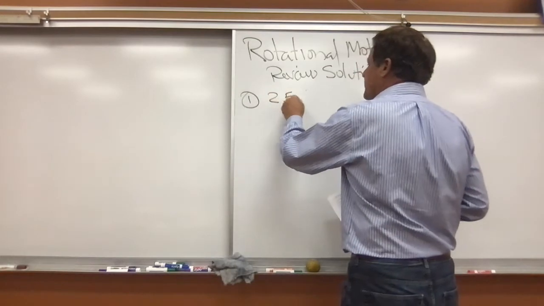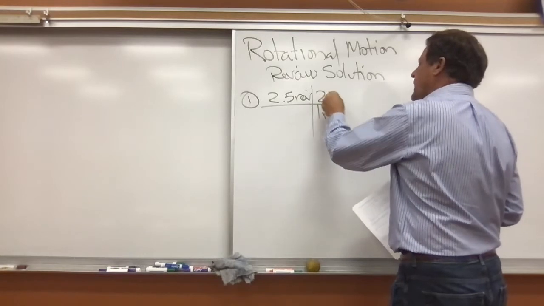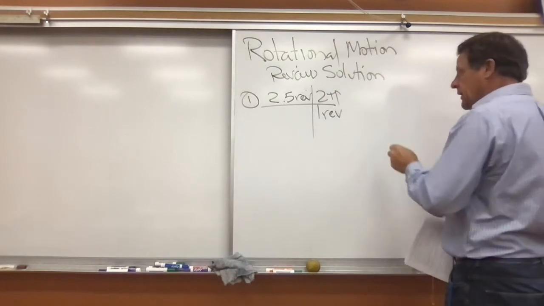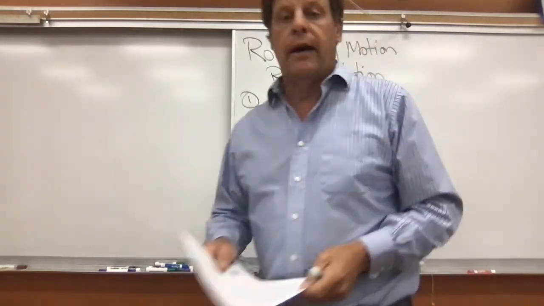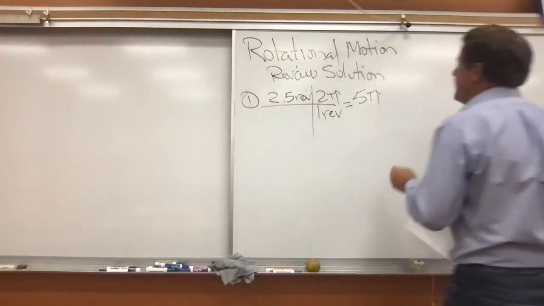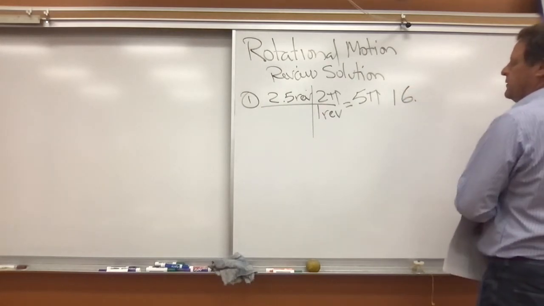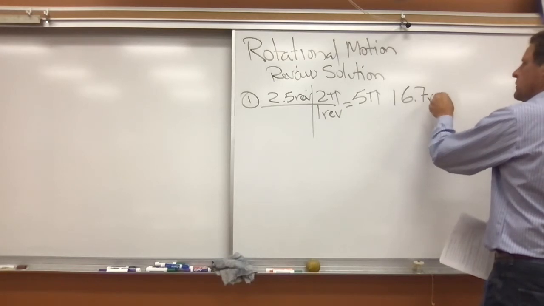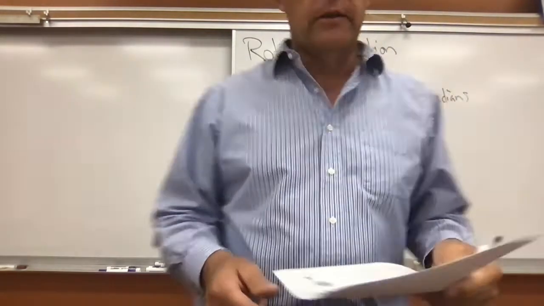So this is just going to be some pretty easy review. For every one revolution, we have 2 pi radians, so that is going to be equal to 5 pi, and 5 pi is going to be 16.7 radians. You guys can double check the math there, but it's pretty easy.